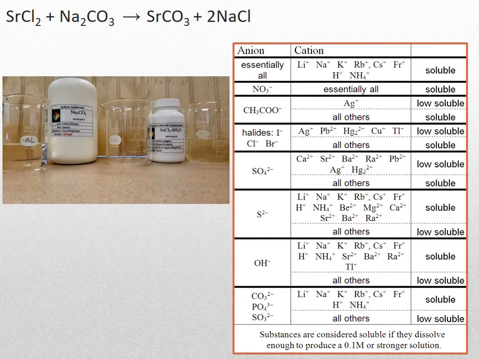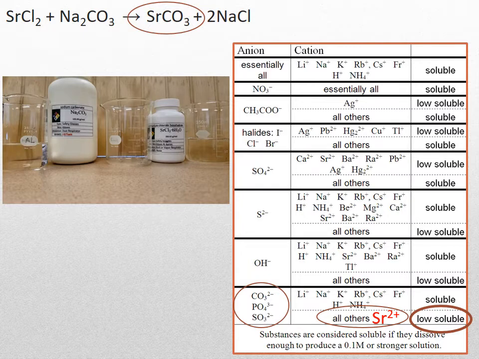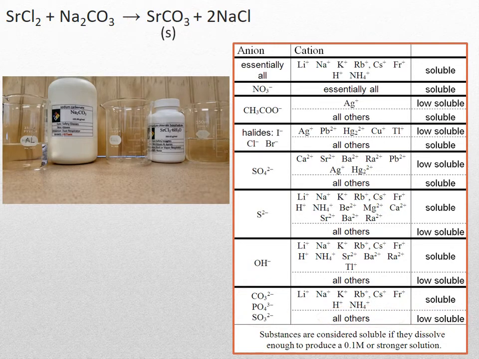To finish the question, we have to determine if the products are solid, aqueous, or liquid. So we'll start with strontium carbonate. Again, we look up the anion first. So I'm looking at the row that has carbonate, phosphate, and sulfite. It says if we have lithium, sodium, potassium, rubidium, cesium, francium, hydrogen, or ammonium ion, it will be soluble. But we don't have any of those cations. We have strontium. So that means we are in the all others category. And all others are low soluble, which means strontium mixed with carbonate would make a solid. So next to strontium carbonate, I will put an S.